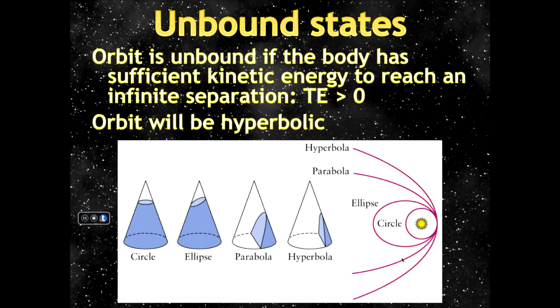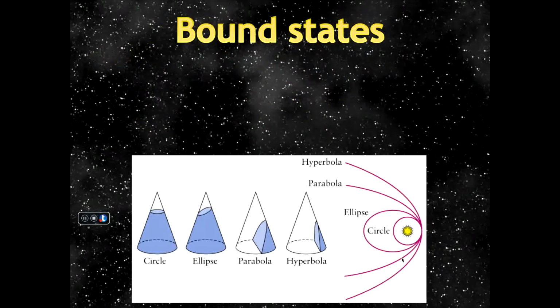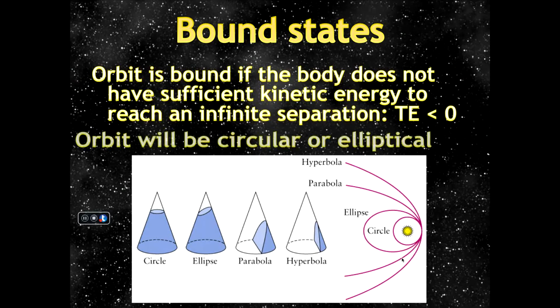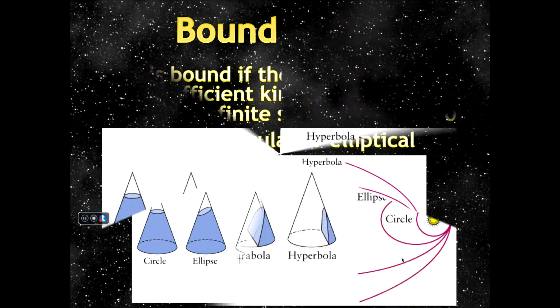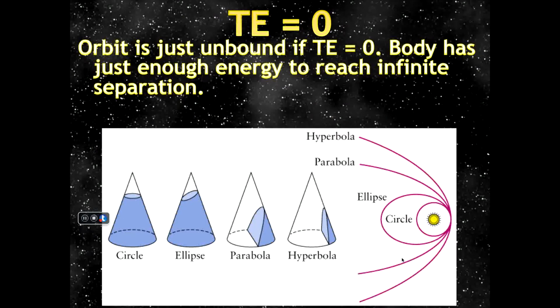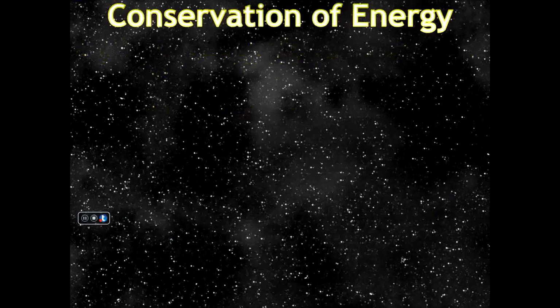If it has more than enough energy, it's hyperbolic. If it has exactly the right amount of energy, it's parabolic. But if it doesn't have enough energy to escape, then it stays in orbit. It is bound, and then we get circular or elliptical orbits. And so, as I said, if we have exactly balanced energy, that is that the total energy is 0, then we have just enough energy in the object to get it to infinity, and that is a parabolic orbit. So that's quite a special case.